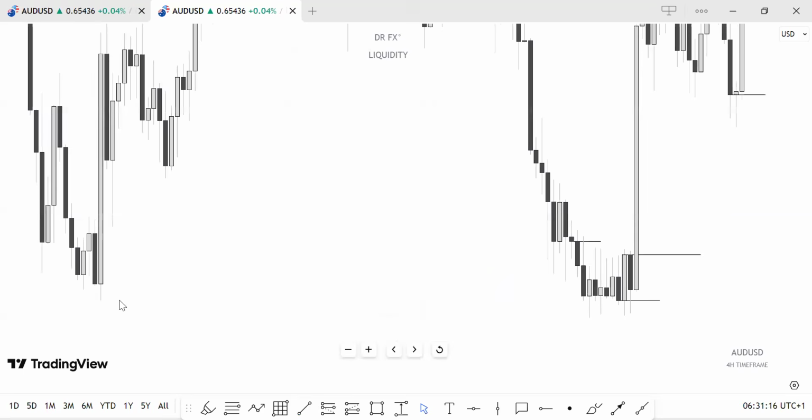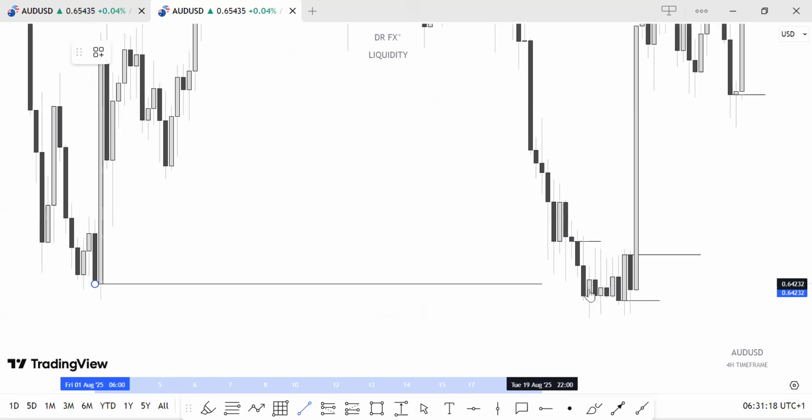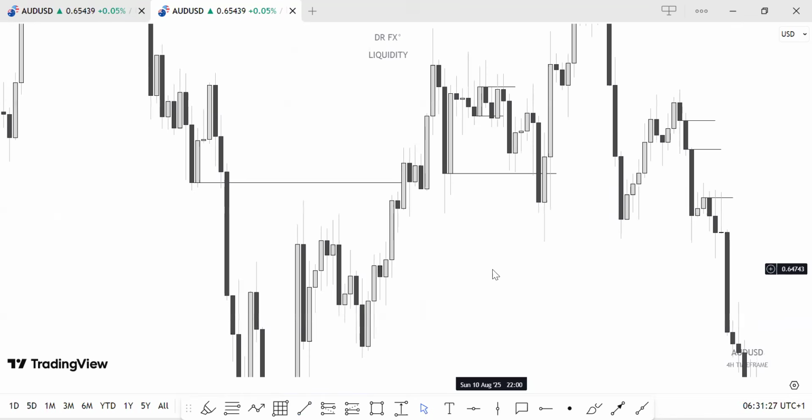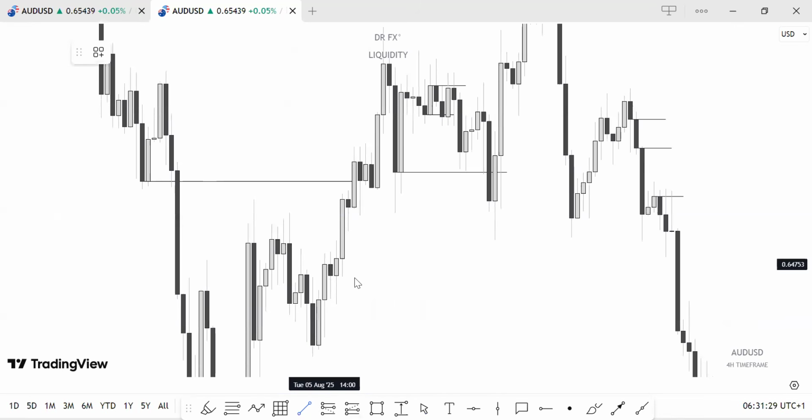This one is not fresh. The market has already broken it when it was coming down. This one is not fresh also. It has been broken. And this one is not fresh. Sorry, not this one. This one is not fresh, and a lot of them, right?